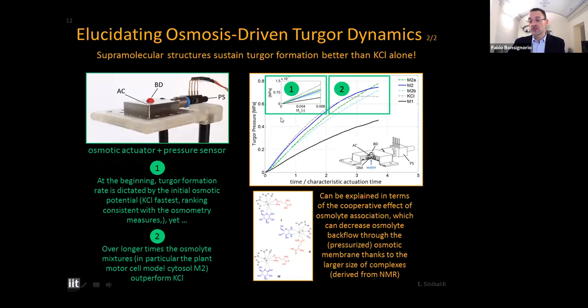But if you consider the process over the characteristic time of actuation, and here you can see the advantage of having our device, you can see that this blue curve, the motor cell of the real plants, outperforms potassium chloride. This can be explained in terms of the cooperative effect between osmolytes, which can decrease the backflow of osmolytes through the pressurized osmotic membrane. Also because osmolytes form these kinds of complexes that were postulated and observed by nuclear magnetic resonance.